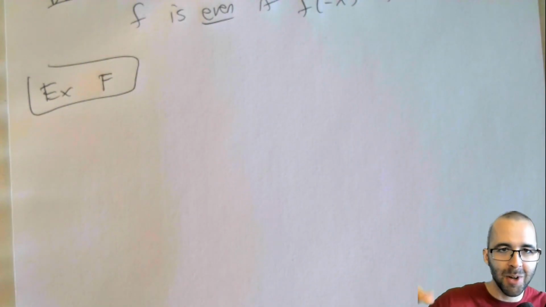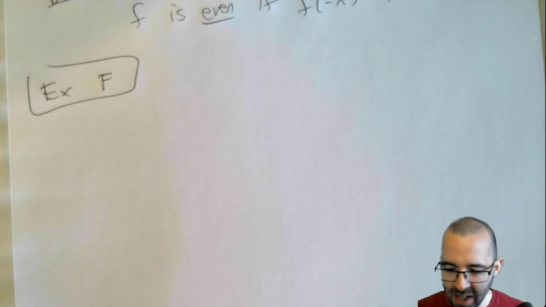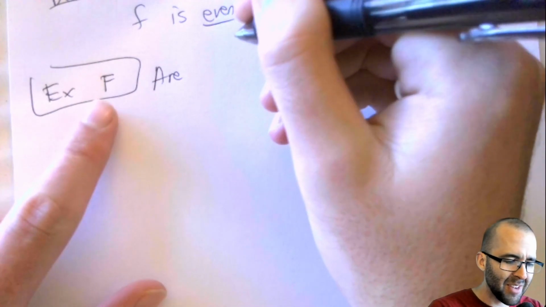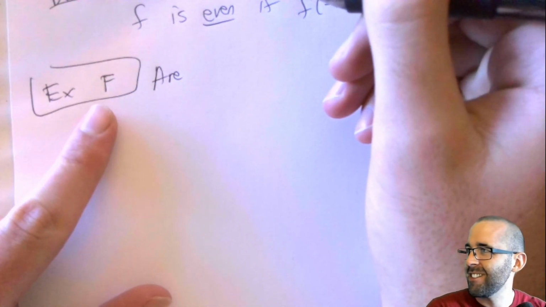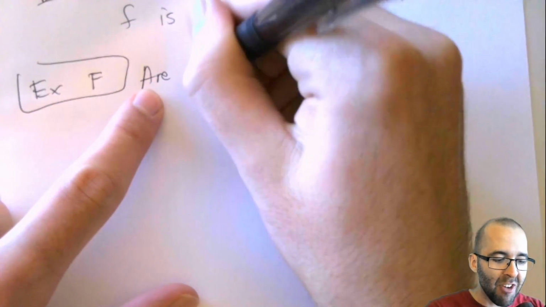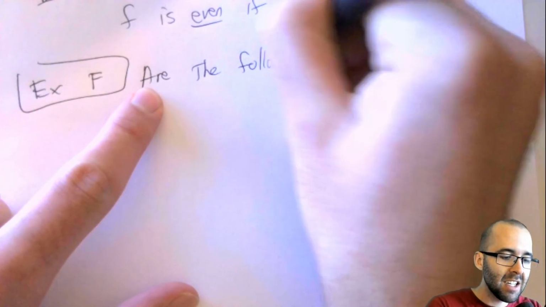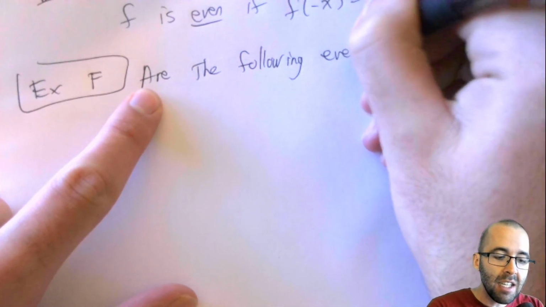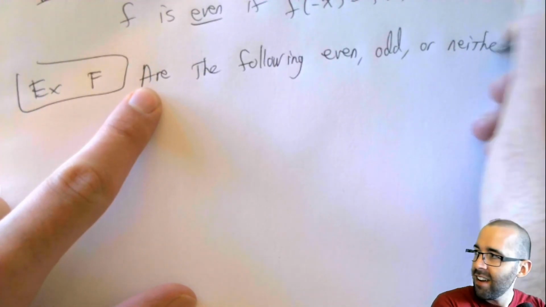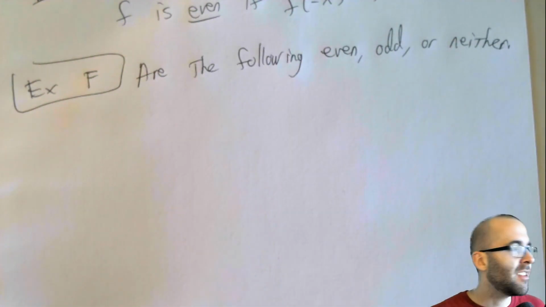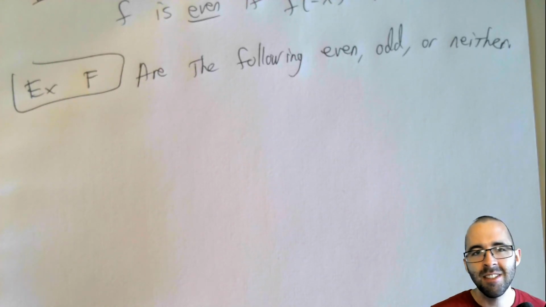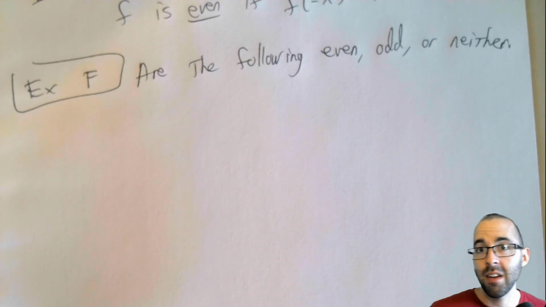Who knows what number we're on? We're on letters now. All right, example F. F is maybe a bad choice when you're teaching a class. Yes, F's everywhere. Are the following even, odd, or neither? With numbers, 2, 5, 7, these are all either even or odd. With functions, something can be neither even nor odd.